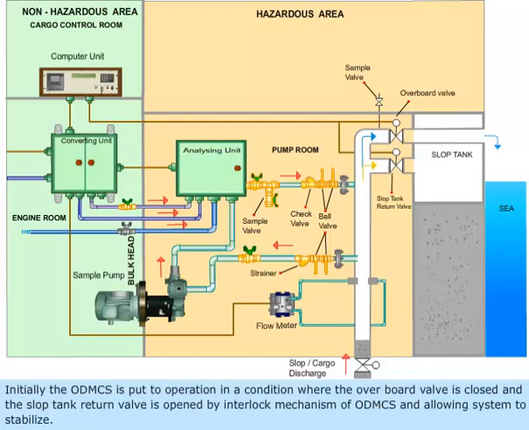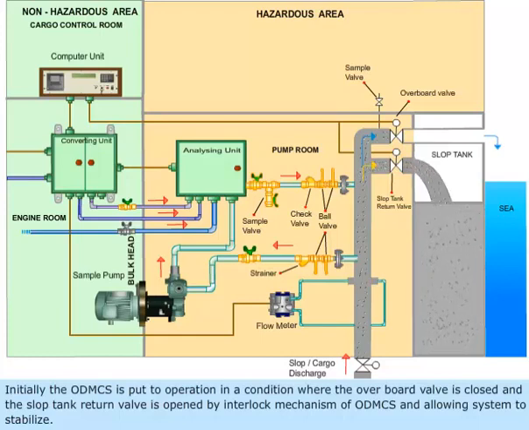Initially, the ODMCS is put to operation in a condition where the overboard valve is closed and the slop tank return valve is opened by interlock mechanism of ODMCS, allowing the system to stabilize.